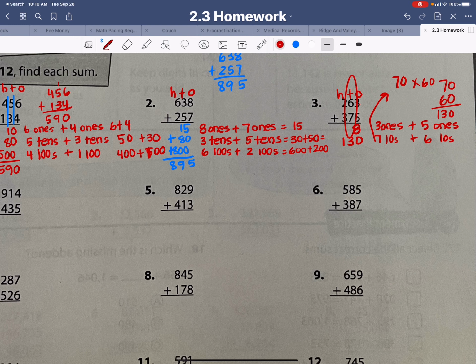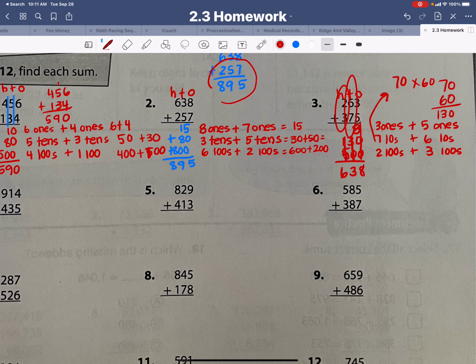All right, and then next I'm going to look at my hundreds. Okay, so I've got 2 100s plus 3 100s. So 2 times 100 is 200, 3 times 100 is 300, 200 plus 300 is 500. All right, I bring down my 8. 3 plus 0 is 3, and 5 plus 1 is 6.